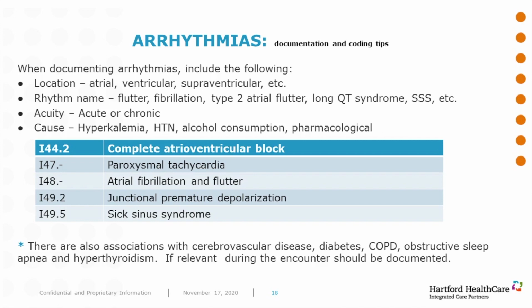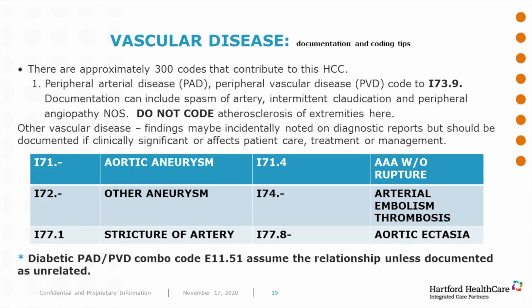There are also associated conditions with cerebral vascular disease, diabetes, COPD, obstructive sleep apnea, and hyperthyroidism. So it's really important that we capture any conditions related to the arrhythmias, because it really, again, speaks to your patient's health status and really paints a picture for that payer, and the payer is going to know exactly what's wrong with that patient once we do our documentation and choose the correct codes to go out on the claim.